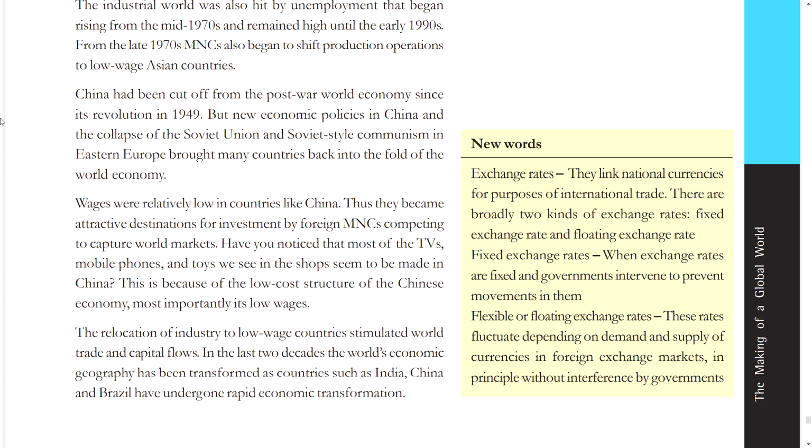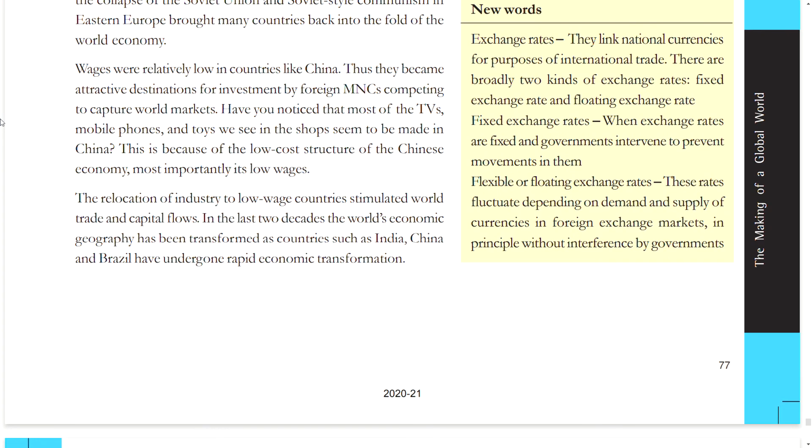Have you noticed that most of the TVs, mobile phones, and toys we see in the shop seem to be made in China? This is because of the low-cost structures of the Chinese economy, most importantly its low wages. The relocation of industry to low-wage countries stimulated world trade and capital flows. In the last 2 decades, the world's economic geography has been transformed as countries such as India, China, and Brazil have undergone rapid economic transformation.